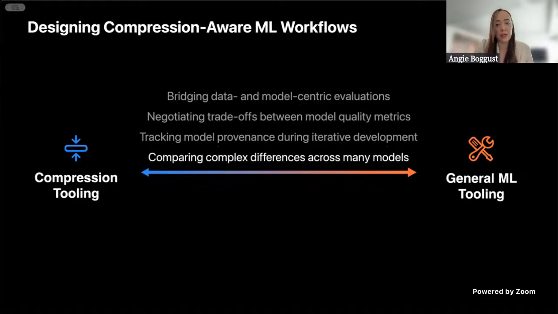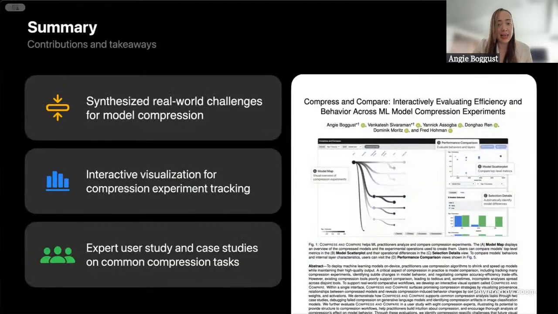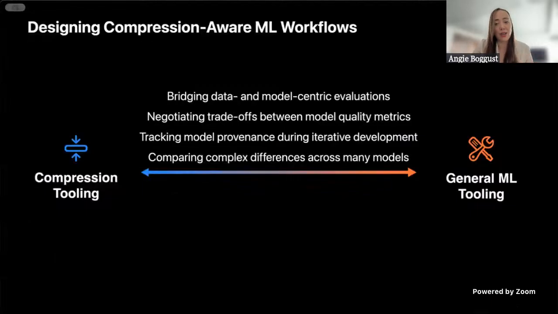differences across many models were unsupported tasks that compression practitioners needed, and were part of the reason that we designed Compress and Compare. But these are tasks that are also relevant to general machine learning workflows. So in future work, considering these tasks in general machine learning tooling could help not only produce machine learning tools that better support compression, but also improve machine learning tools across all types of tasks.